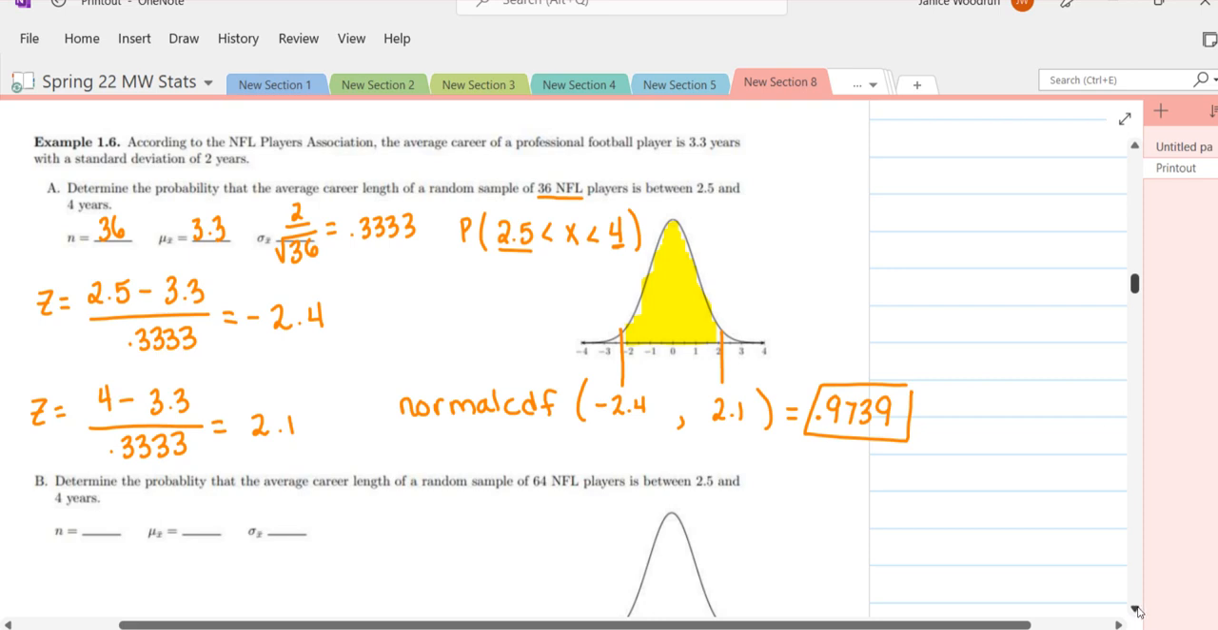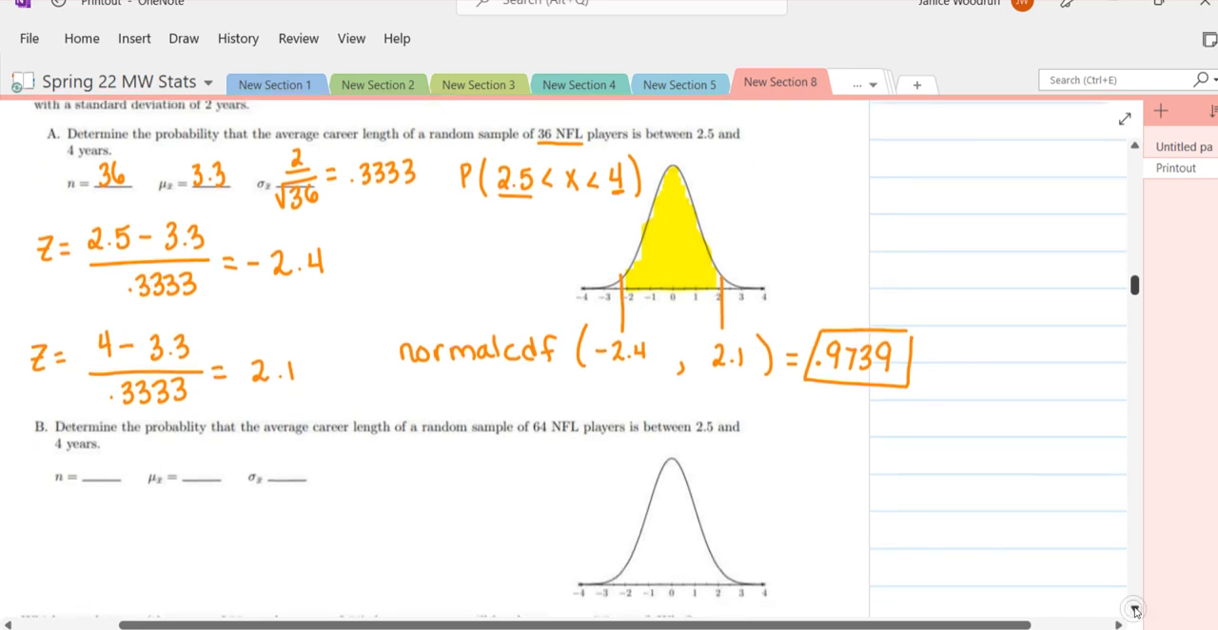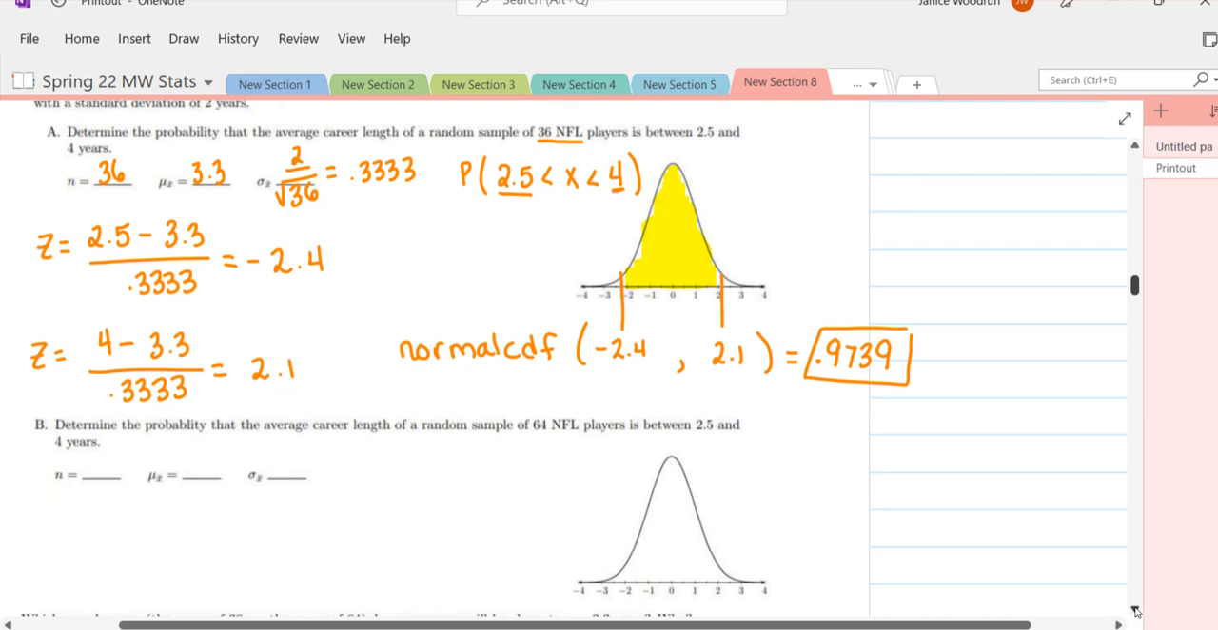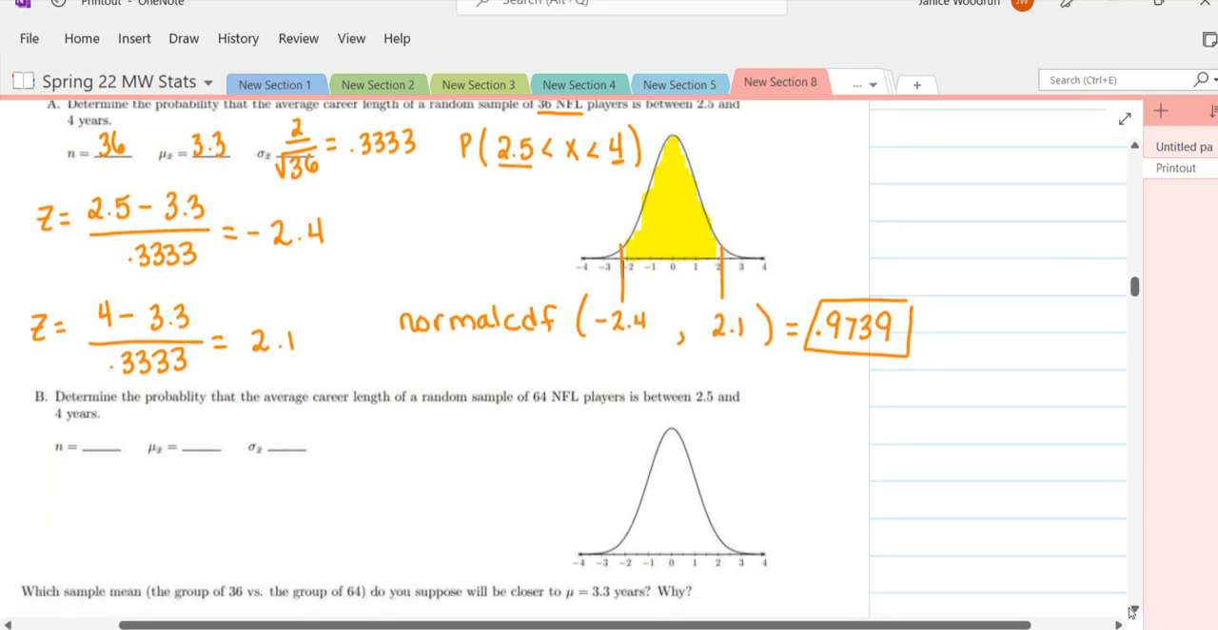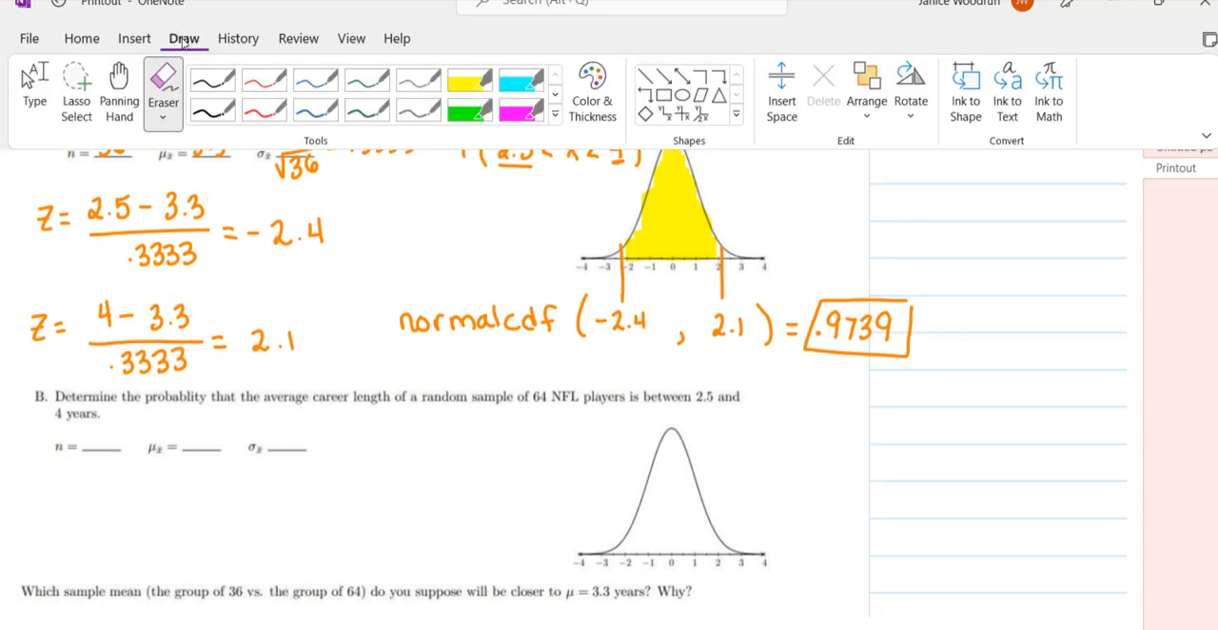Okay, now what about 64 NFL players? So if we increase the sample size a little bit, do you think we'll have a greater percentage or a smaller percentage?